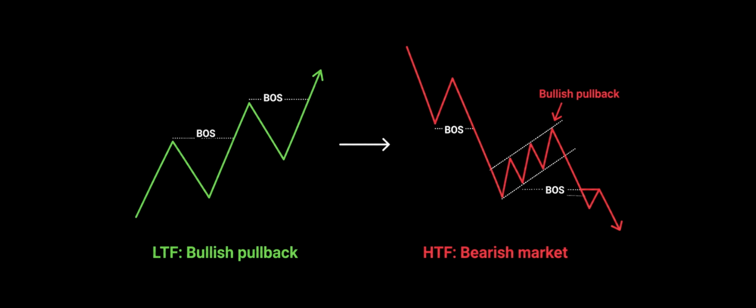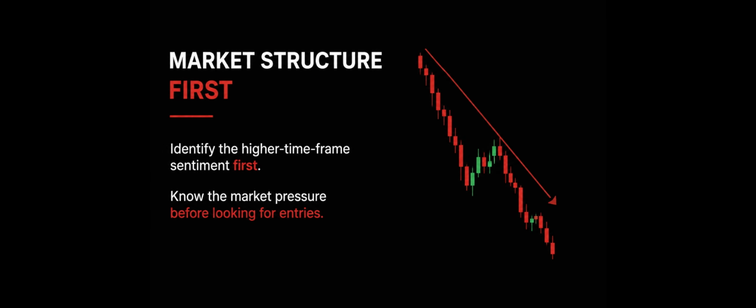The same thing happens in a downtrend. The lower time frame can show a bullish pullback, while the higher time frame is still bearish. A beginner sees green candles and buys, but the higher time frame is still bearish. So that trader is buying into bearish order flow. This is why we use market structure to identify the higher time frame sentiment first. We want to know the pressure of the market before we look for entries.